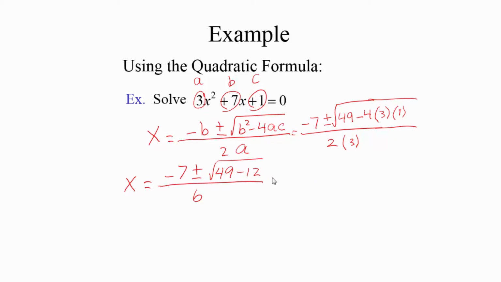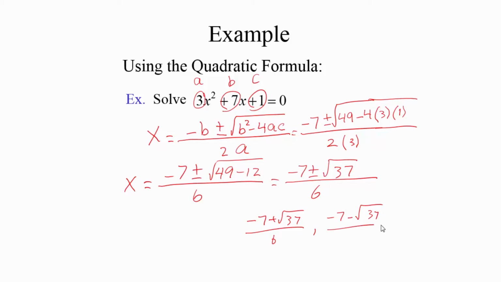I'll just erase a bit of it. So minus 7 plus or minus the square root of 49 minus 12 is 37, divided by 6. Okay. So that's basically the answer. Two answers. Let me write this down. One is minus 7 plus the square root of 37, divided by 6. The other one is minus 7 minus the square root of 37, divided by 6. You have two distinct answers here.